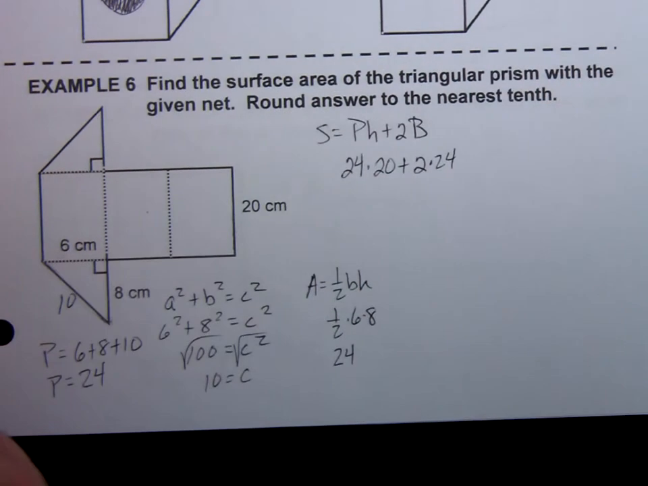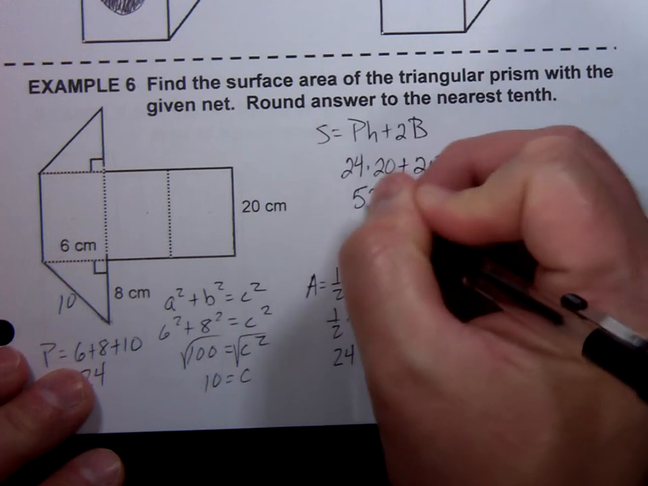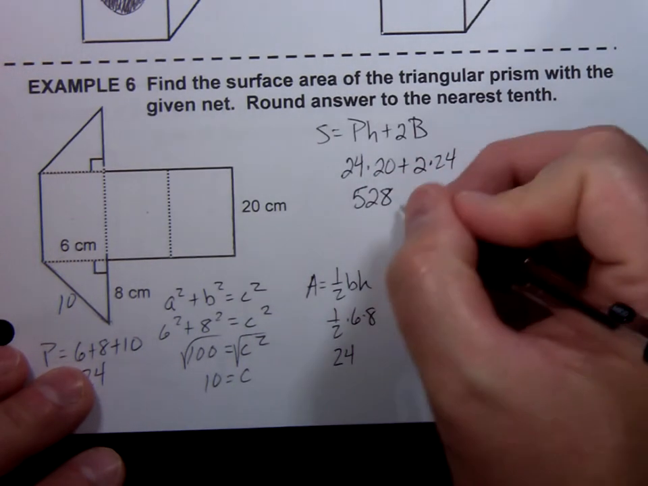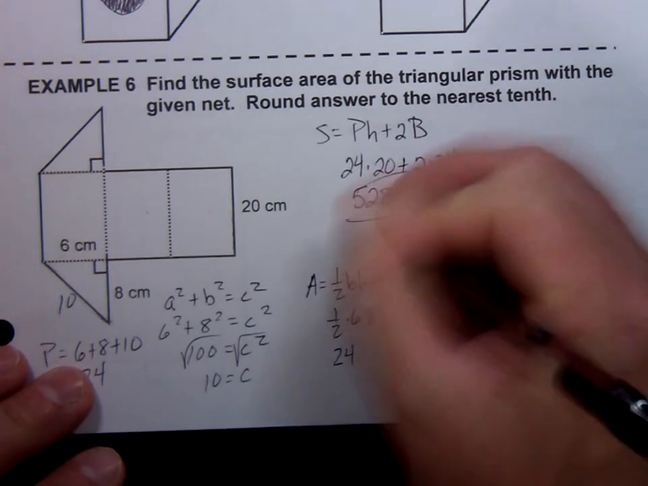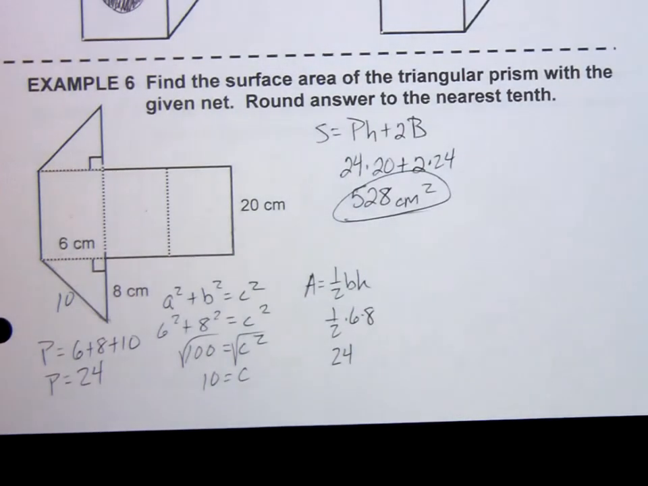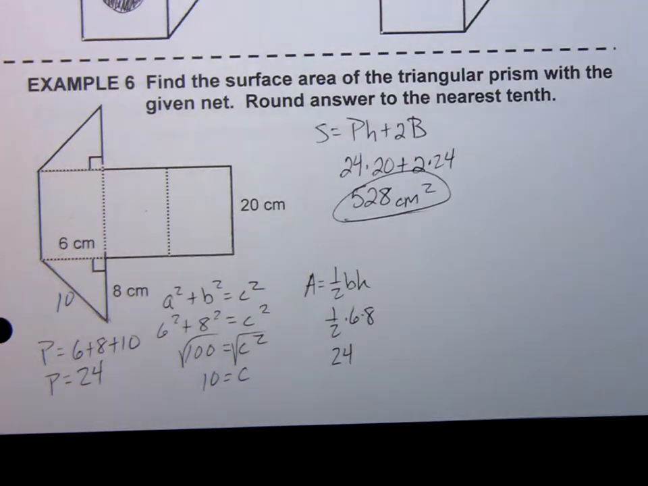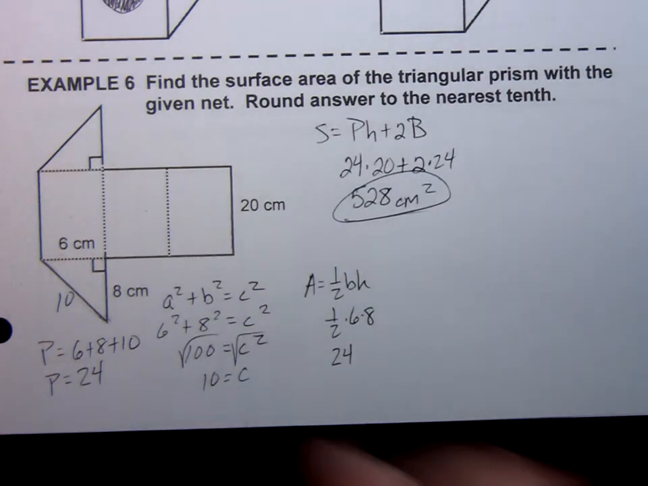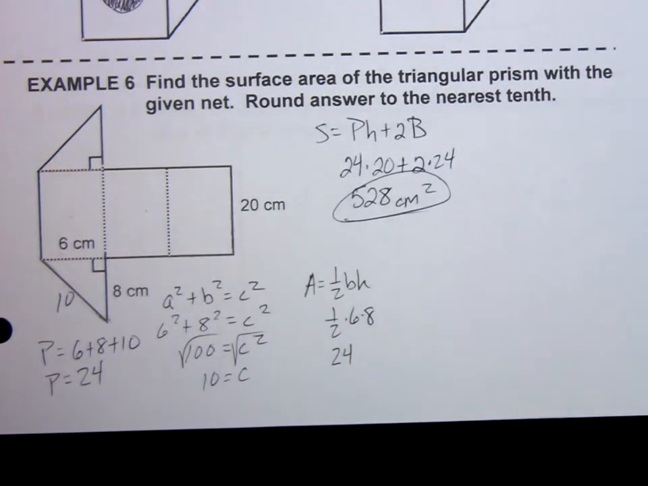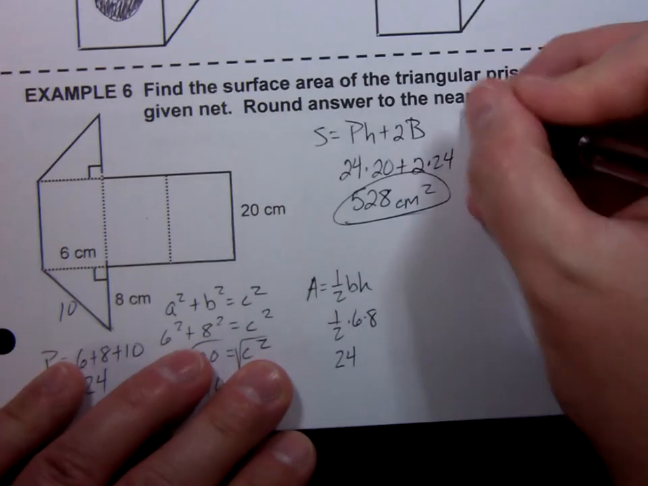So I'm typing in the calculator, 24 times 20 plus 2 times 24. And that gives me 528. And this was in centimeters, so area is always centimeters squared. So that was finding the surface area by using the surface area formula for a prism. I'd like to do it by just finding the individual shapes' areas and adding them all up, treating it like a composite figure as well though. So that was way number one to do it.